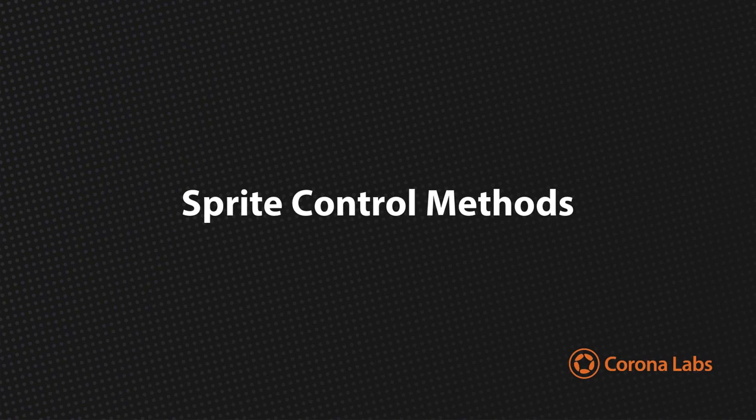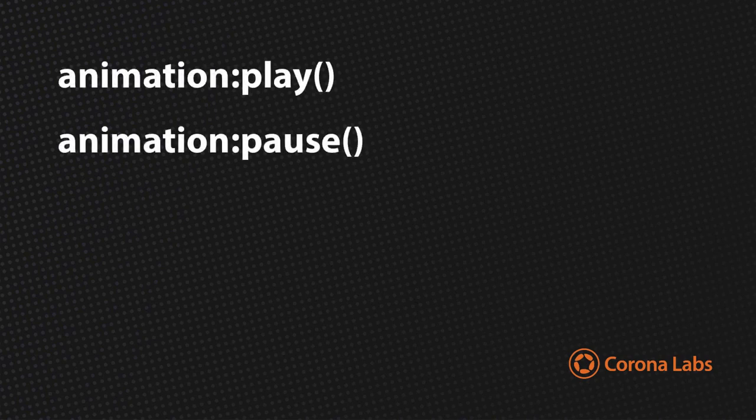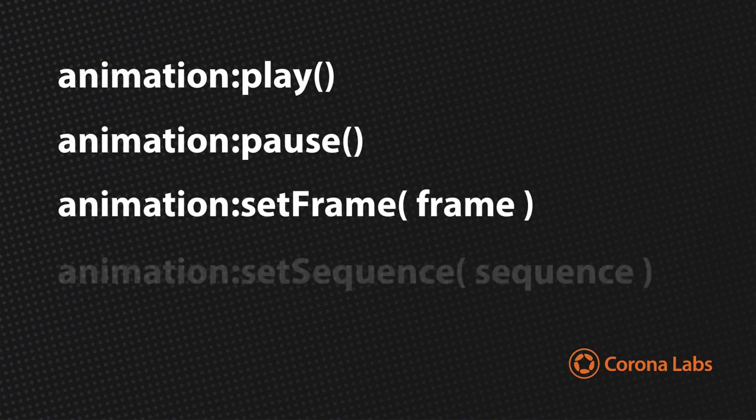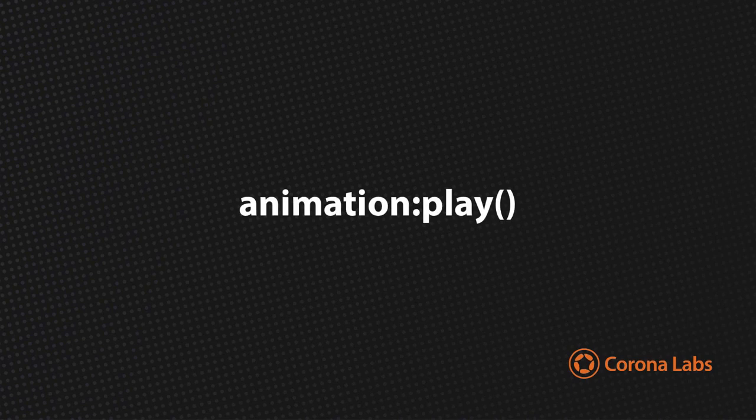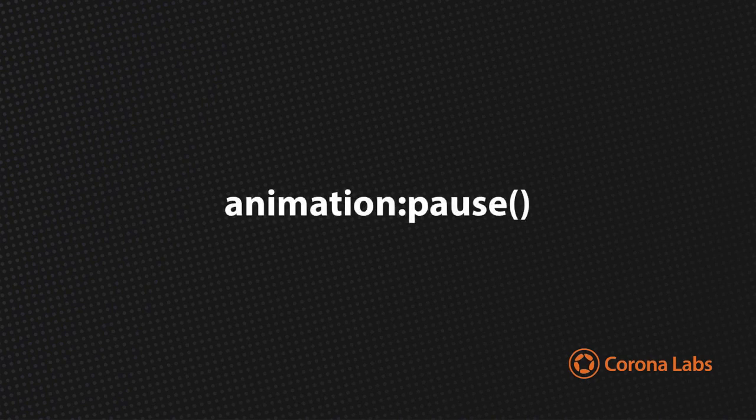The sprite system provides 4 key control methods which you'll use to control the playback and sequence for your sprites. They are animation play, animation pause, animation set frame, and animation set sequence. Animation play starts the animation playing. Animations do not begin playing when you create them. You must start each animation manually using this command. Animation pause pauses the animation. There's no stop control method, and instead you pause the animation using this method.